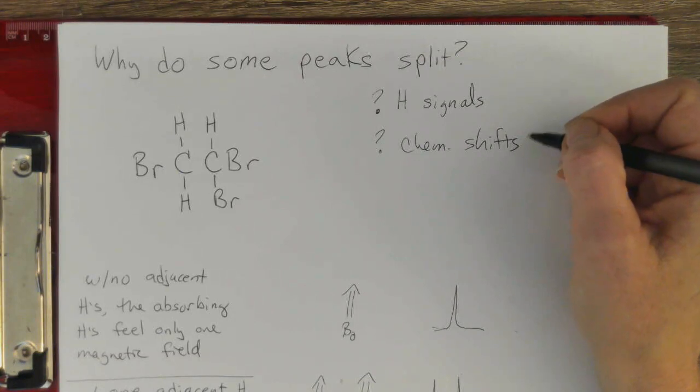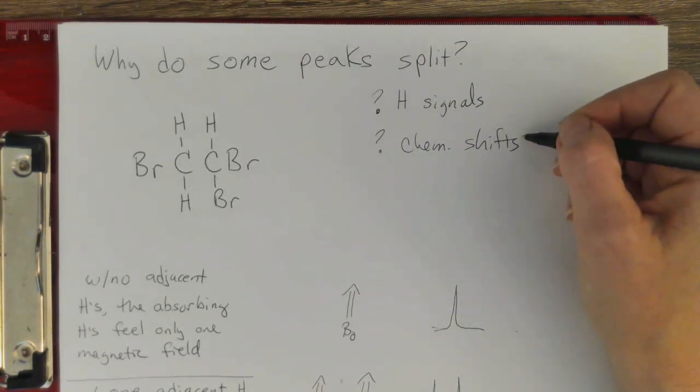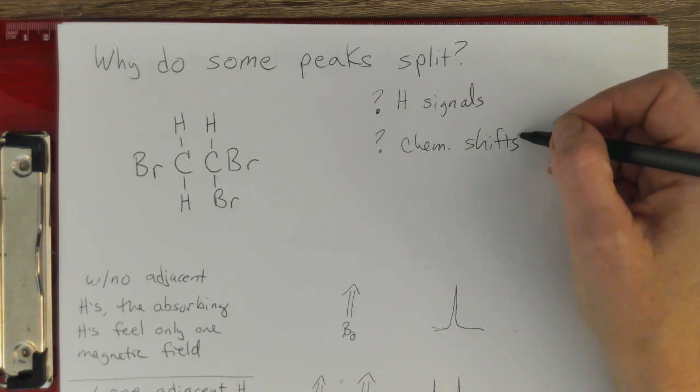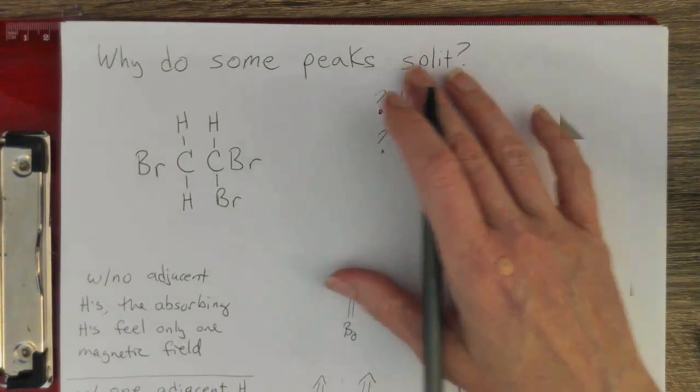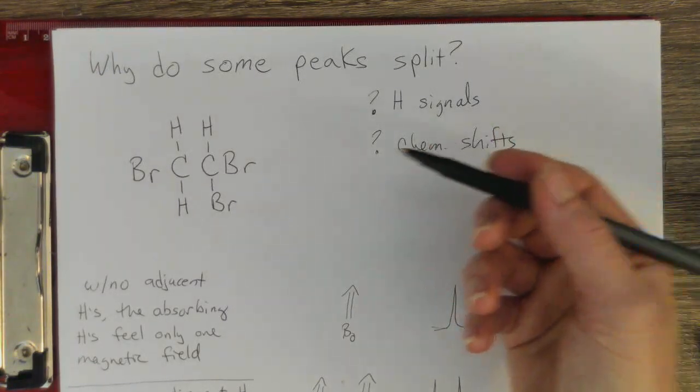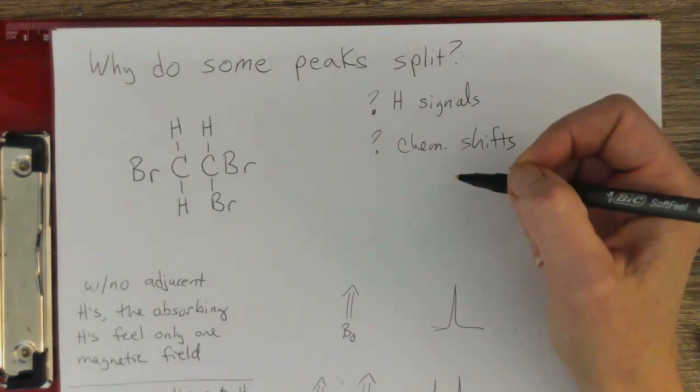That's going to help us. How is that going to help us? Well, we're going to know something about the electronic environment around those protons. If they're heavily shielded, they're going to be upfield. And if they're deshielded, they're going to be downfield. So just a reminder that shielded, upfield, means to the right, and deshielded, downfield, means we're going to go to the left in the NMR spectrum.